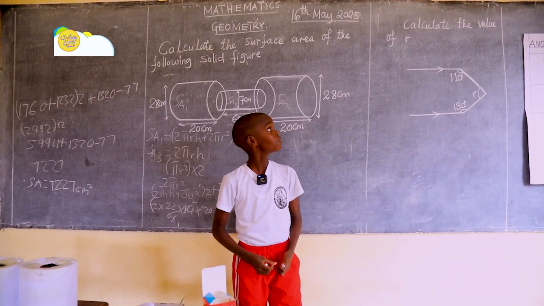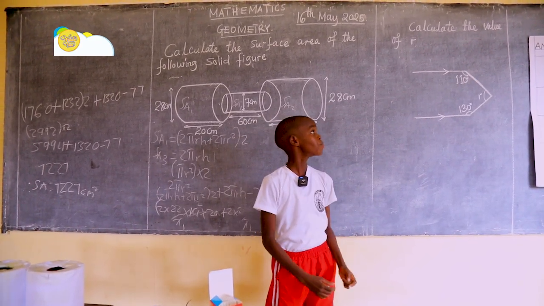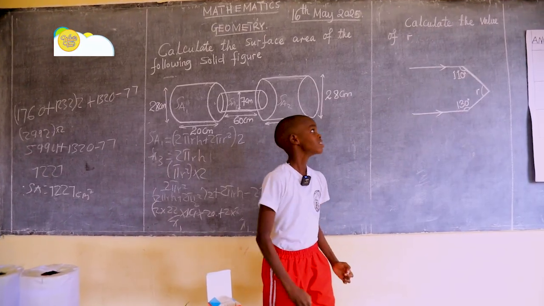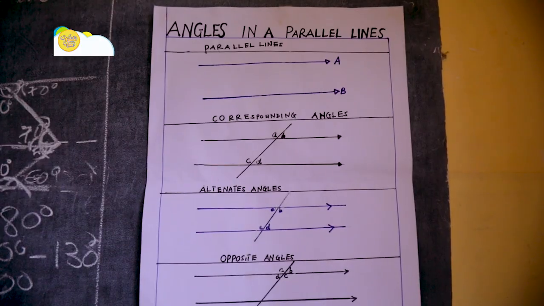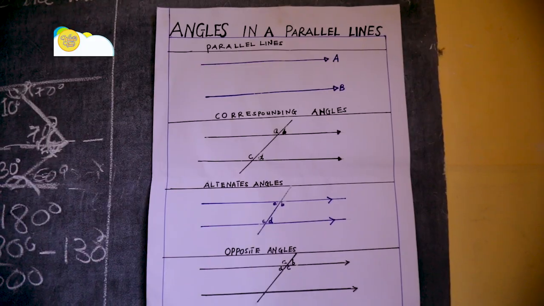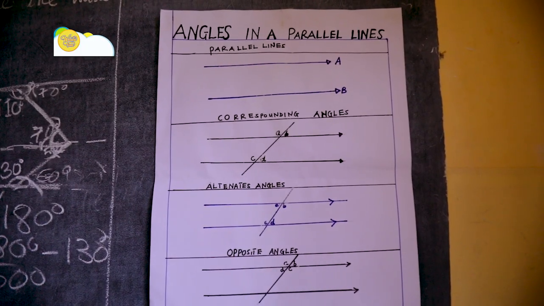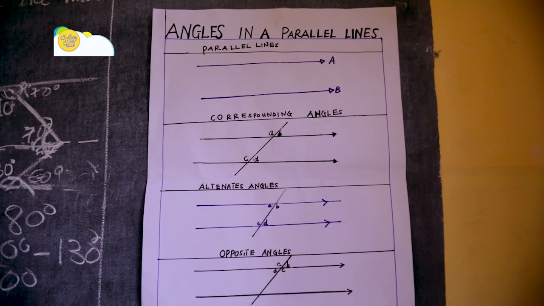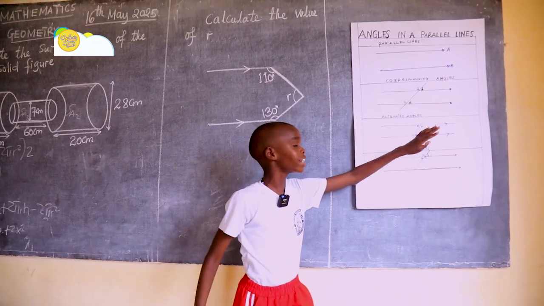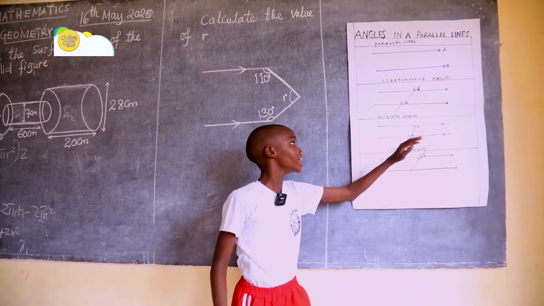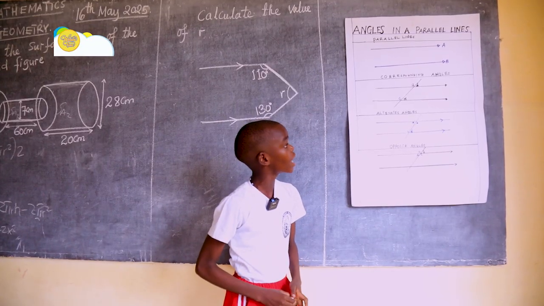Today I'm going to solve for you a mathematical problem about parallel lines. First, what are parallel lines? Parallel lines are lines which do not meet. Since they do not meet, in order to form angles on them, we should construct a transversal. When we construct a transversal line on parallel lines, we get different angles which are equal.